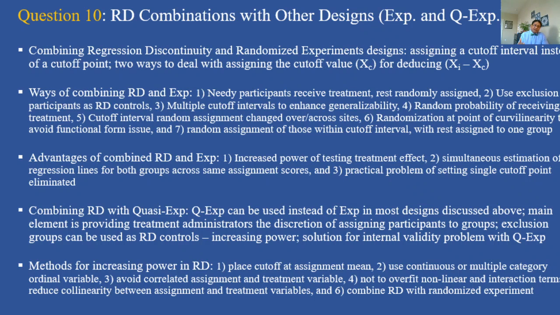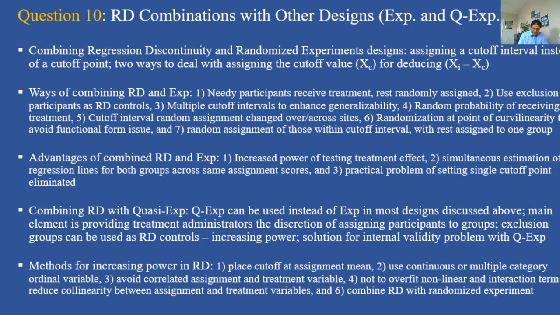So what are the advantages of this combination of RD design and randomized experiment? There are 3 advantages mentioned in the book. First is randomization increases the power to test the treatment effects. Second is it allows estimation of regression lines for the treatment and control groups over the same assignment scores within the cutoff interval.